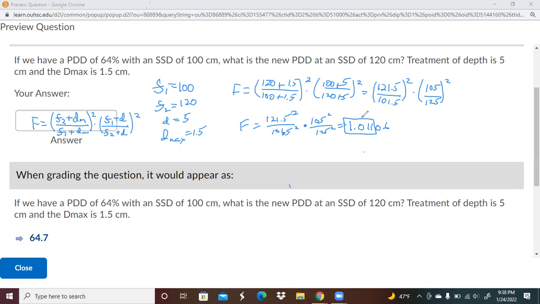Now, that's not the only thing that we need here, though. If we are looking to produce what the new PDD is, basically we're going to take the F Mayneord factor and multiply it by the old one, or the one that's given. In this particular case, I'm going to take 1.011 and multiply this by 64. And when I do that, I come up with 64.7.